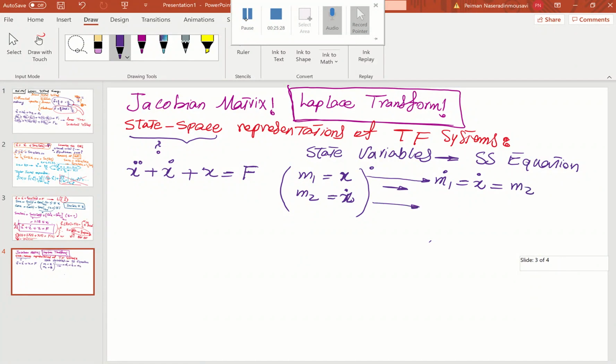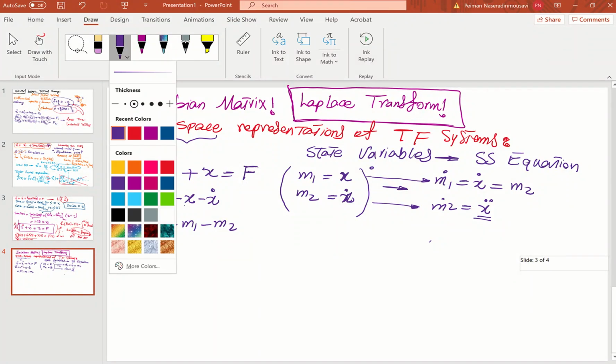And now from this line, m dot 2 is equal to x double dot, because time derivative of velocity gives the acceleration. But you can find this x double dot from this equation. Get here? X double dot is f minus x minus x dot. So it is f minus, what is x state variable? Is m1. What is x dot? Is m2. Here we go.